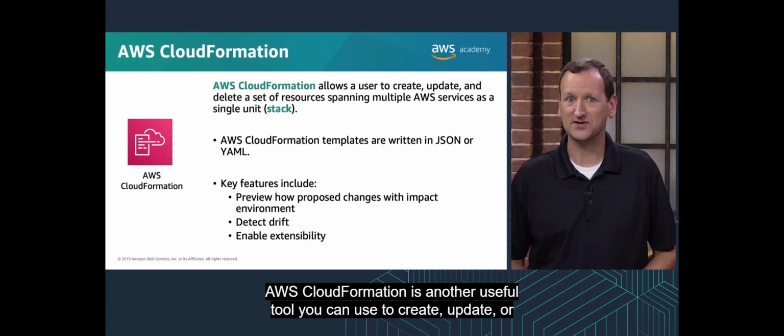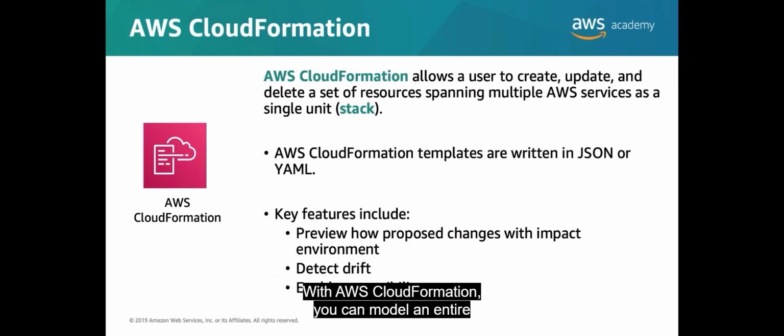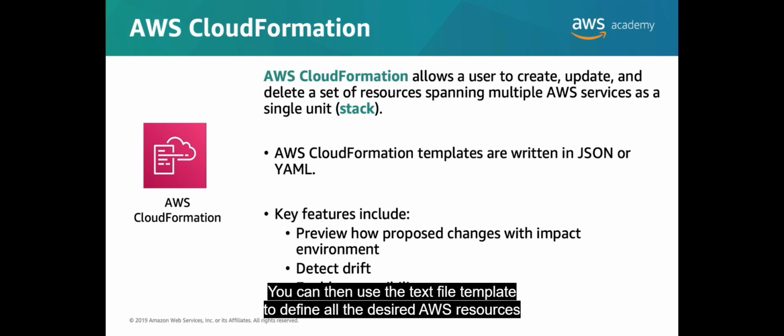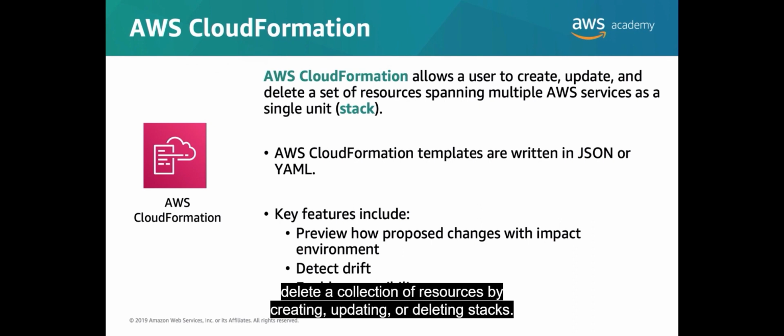AWS CloudFormation is another useful tool you can use to create, update, or delete entire AWS infrastructure deployments predictably and repeatedly. With AWS CloudFormation, you can model an entire infrastructure in a single text file written in JSON or YAML. You can then use the text file template to define all the desired AWS resources for a stack. An AWS CloudFormation stack is a collection of AWS resources you can manage as a single unit. In other words, you can create, update, or delete a collection of resources by creating, updating, or deleting stacks.